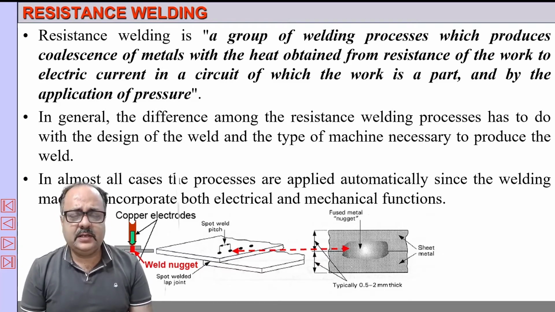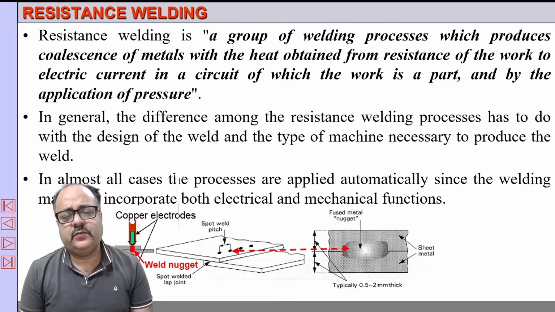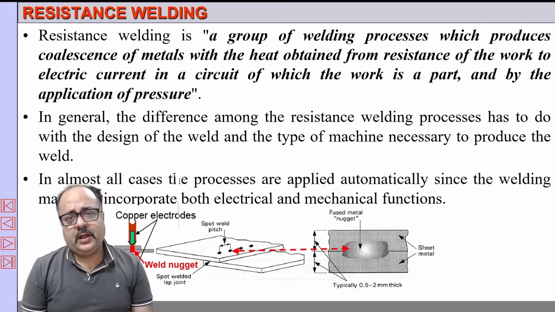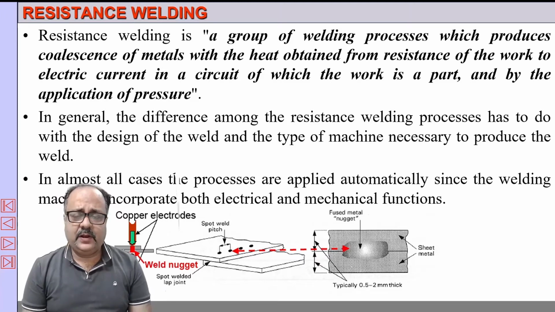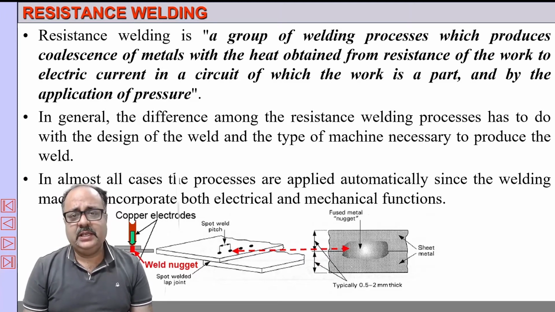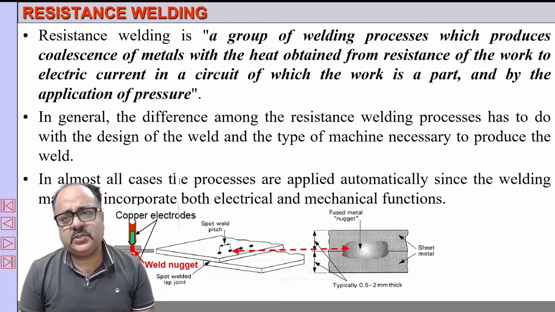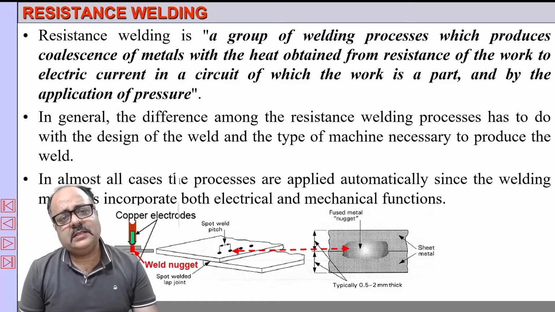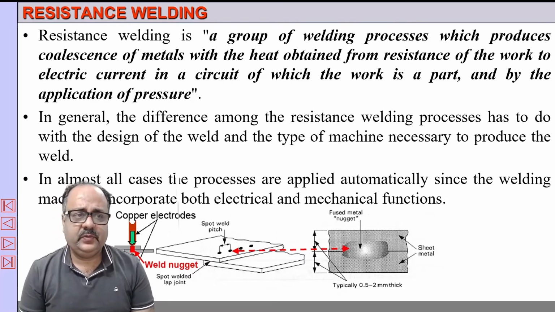So what is resistance welding? It's basically a group of welding processes, because there are a large number of resistance welding processes, 4 to 5 types. We will be discussing each one of them, and it produces coalescence of the metals with the heat obtained. Unlike other cases where we use an arc or a flame or a thermite mixture, here the heat is obtained from the resistance of the work to electric current, resistance to flow of electric current by the work in a circuit of which the work is a part, and the welding is completed by application of pressure.